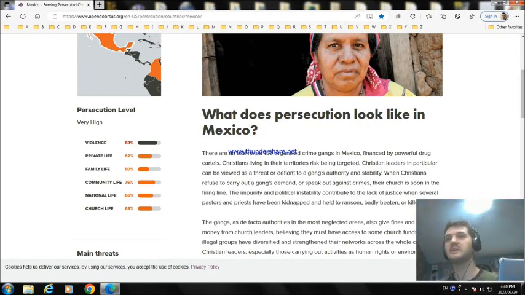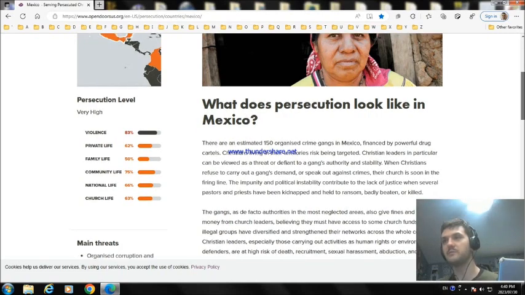There are an estimated 150 organized crime gangs in Mexico, financed by powerful drug cartels. Christians living in their territories risk being targeted. Christian leaders and popular figures can be viewed as a threat or a defiance to a gang's authority and stability. When Christians refuse to carry out a gang's demands or speak out against crimes, their church is soon in the firing line. Political instability contributes to the lack of justice, and several pastors and priests have been kidnapped and held for ransom, badly beaten or killed.